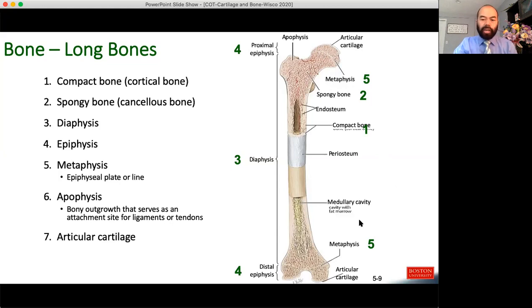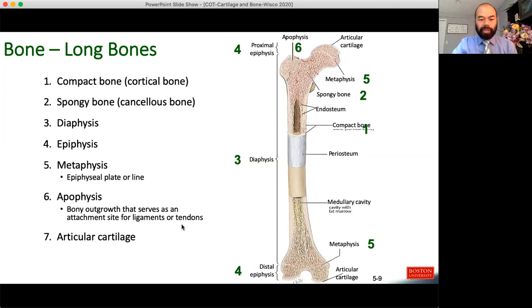You may also hear the word metaphysis as the entire region that transitions from the epiphysis to the diaphysis. And within the metaphysis is the epiphyseal plate. Both definitions in my mind actually work just fine. I actually tend to use the latter definition, where the metaphysis is the region of transition and the epiphyseal plate or line is the growth plate.